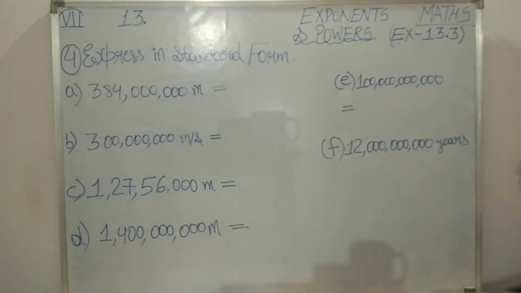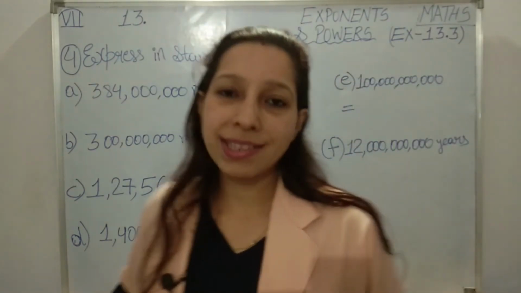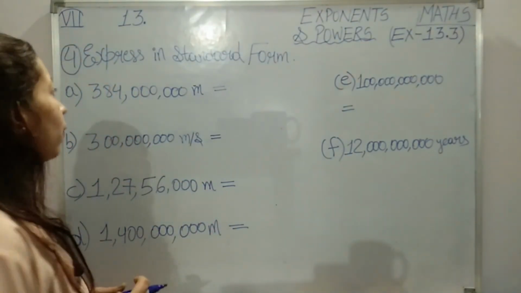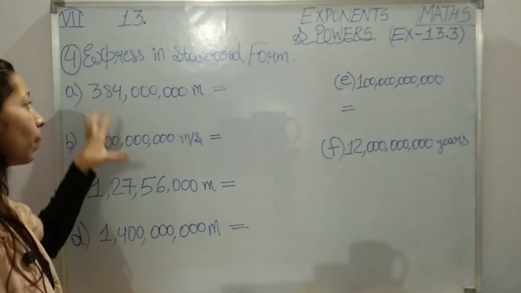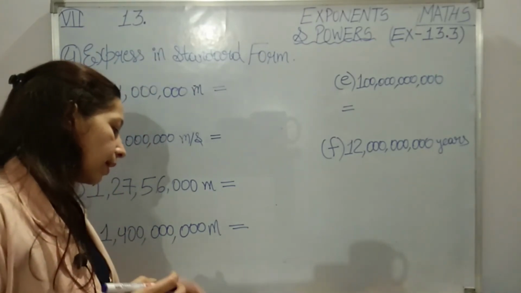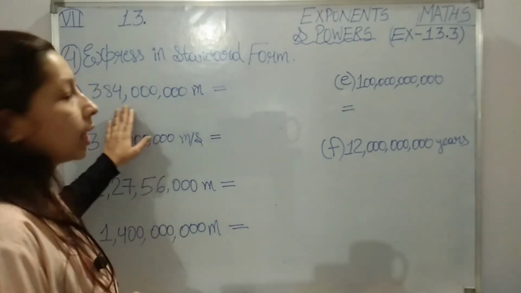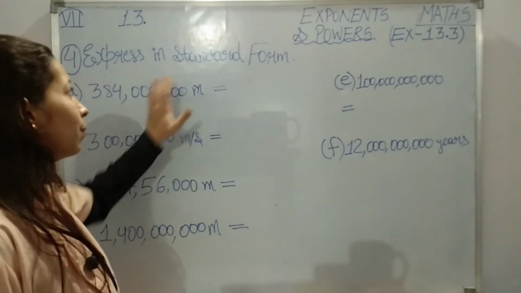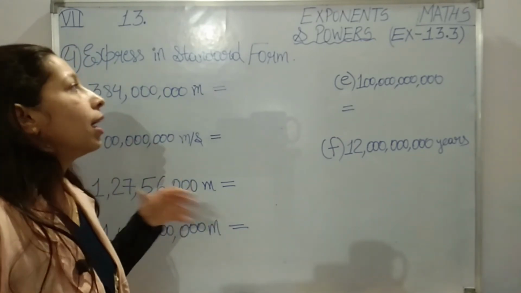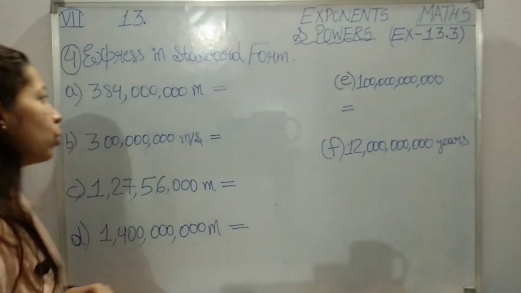So students, now the same thing in question number 4. Statements are given with some digits. Those digits you are going to write in standard form. I have not written the statements, I have simply written the number. Okay, let us see. The first statement is, the distance between earth and moon is this much. It is a large number which we have to express in standard form. That means we have to show the number in multiplication with the power of 10. So what to do, students?